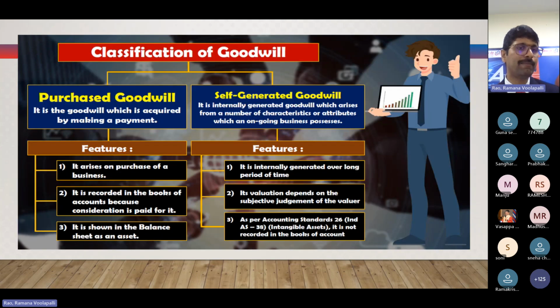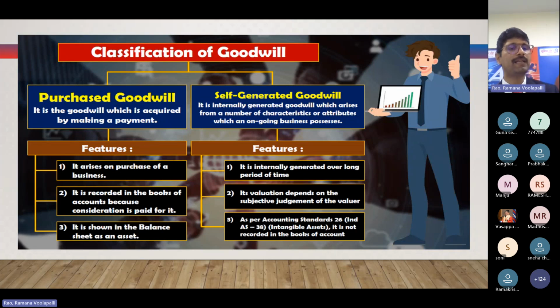So how can goodwill be classified? Goodwill is basically classified into two forms. One is purchased goodwill, another is self-generated goodwill. Goodwill which is acquired by making a payment is called purchased goodwill. The features of it are, it arises on purchase of a business. It is recorded in the books of account because consideration is paid for it.